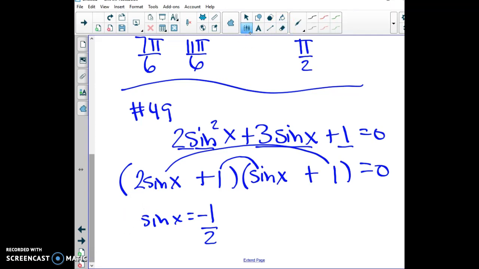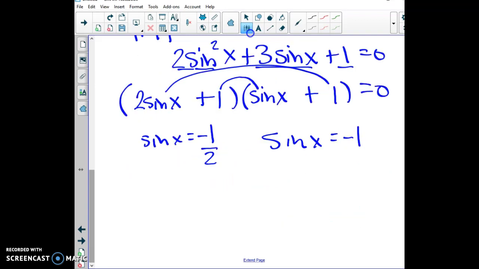We're going to do the same thing over here. Sine of x is equal to -1, sine of x equals -1/2. We know that that occurs at 7 pi over 6 and 11 pi over 6. And we know that the sine of x gives us a -1 value at 3 pi over 2.